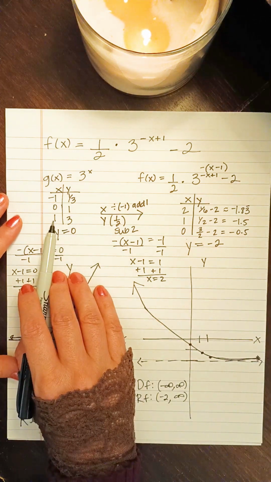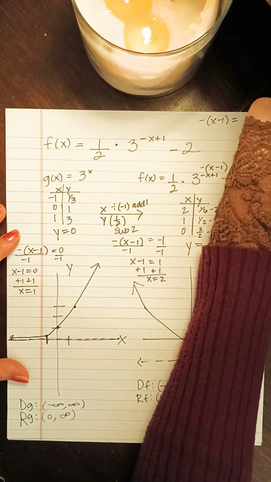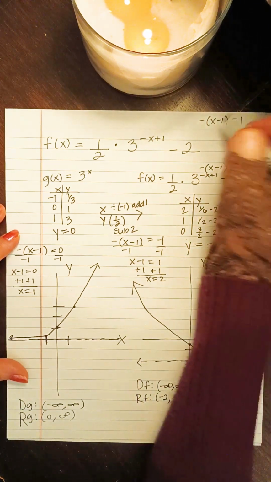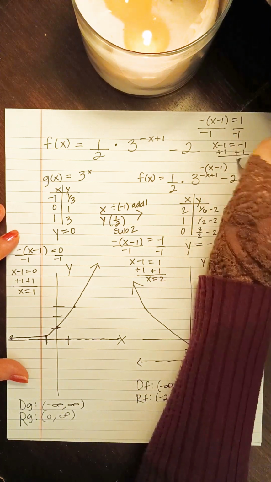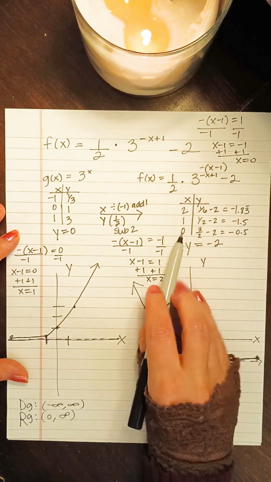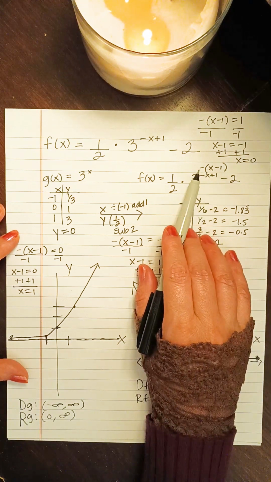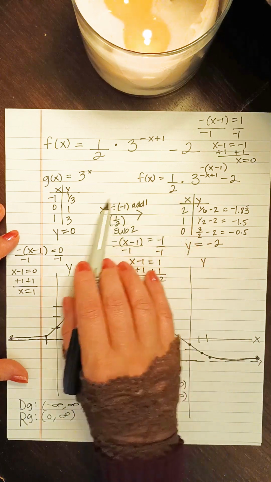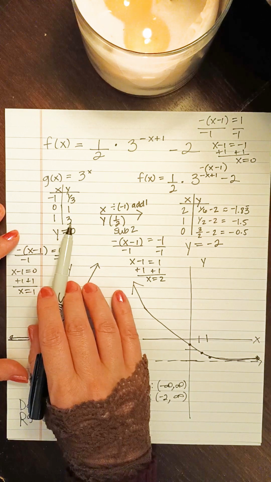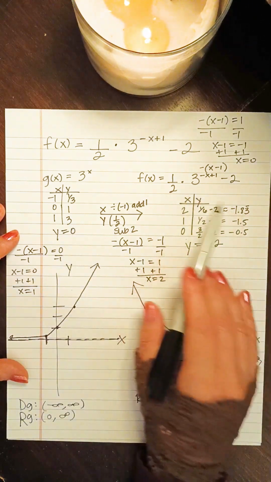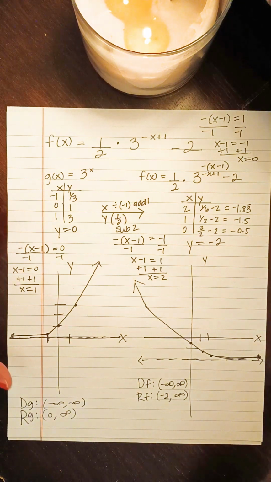So if you have this one, it's all the same. So equals 1. So we divide by negative 1. X minus 1 equals negative 1, plus 1, so x equals 0, right? So we got 0. And if you were to replace the x with 0, 0 minus 1 is negative 1, times a negative is 1. So 3 to the first, right? That's what was easy about it. 3 to the first is 3. And then you would multiply that by half and subtract 2.